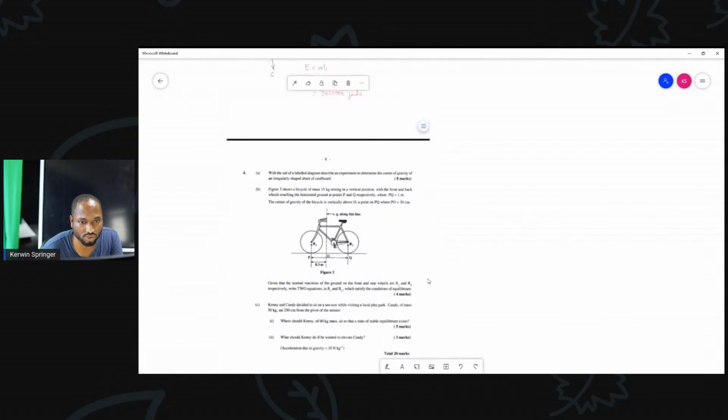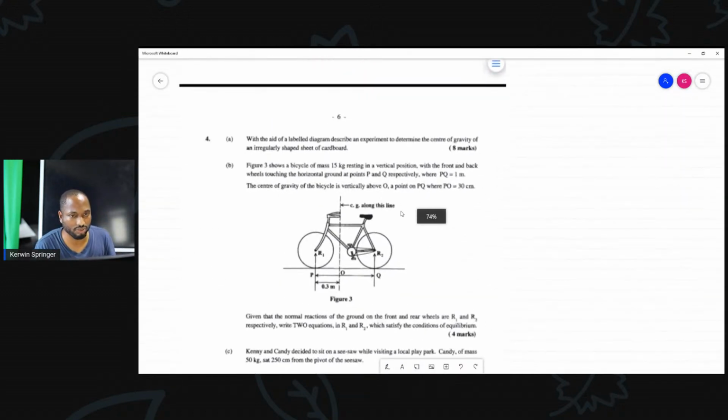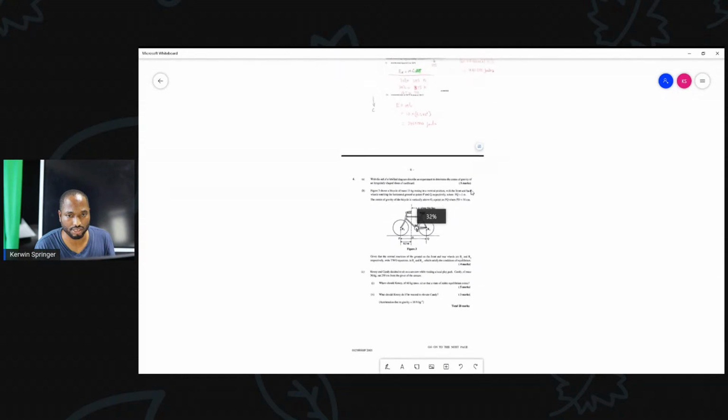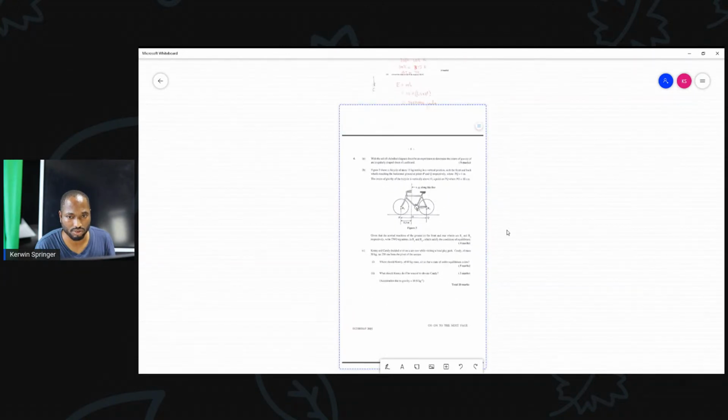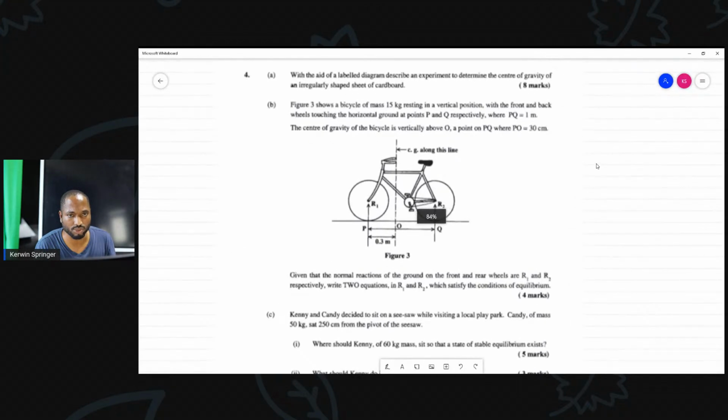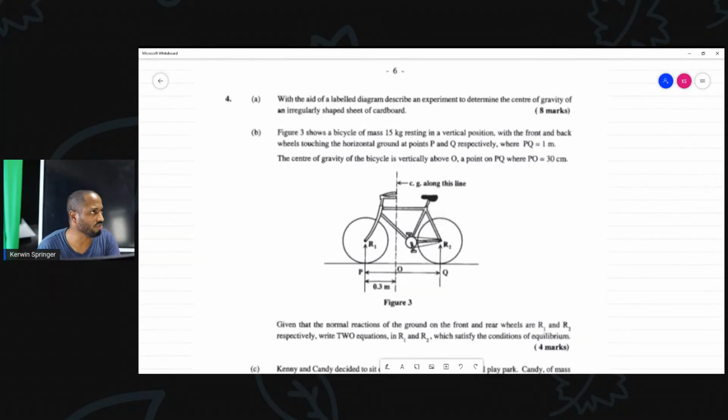So the first part is just notes. I don't think I need to focus too much on the first part. It's just a note from your lab. Anybody need help with that first part, either the labelled diagram or describing an experiment to determine the center of gravity of a regular-shaped sheet of cardboard? Somebody could write it out there. Notes, textbook, whatever your teacher taught, once you have that, you could just copy it and memorize it. You must know certain experiments in physics.